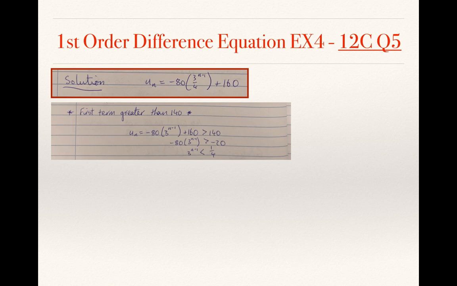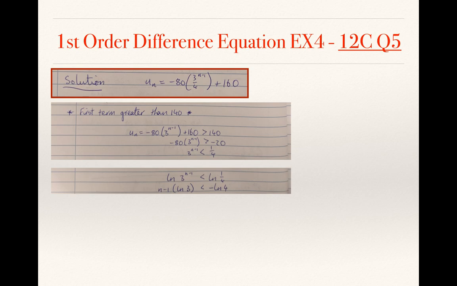Now there's an issue here in that we have a power, and n is in the power, so the only way to get the n out of the power is take the log of both sides. I'm going to take the natural log of both sides. So the natural log of 3 to the power of n minus 1 is less than the natural log of a quarter. That means we can take the power out now. So n minus 1 is the power, that goes in front, and we get n minus 1 bracket natural log of 3 is less than. Now, natural log of 1 over 4 is the natural log of 4 to the minus 1, and that minus 1 comes out in front as well, which is where that minus natural log of 4 comes from.